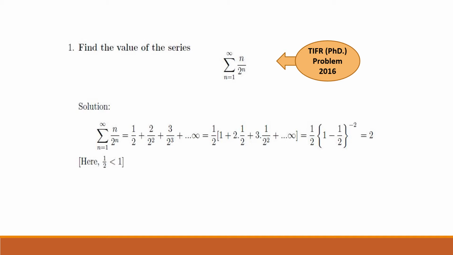Since 1/2 is less than 1, you can write this inner sum, that is 1 plus 2 into 1/2 plus 3 into (1/2) square and so on up to infinity, as (1 minus 1/2) whole to the power minus 2. So the value will be 2.